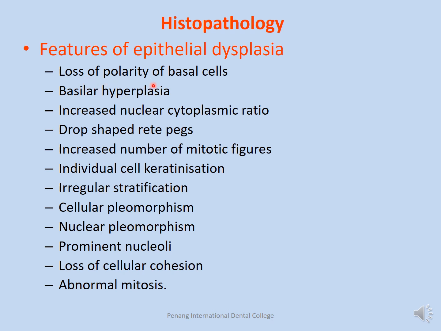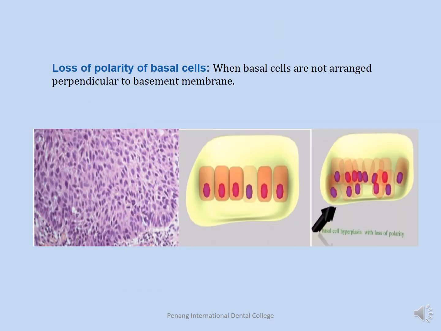Number one is loss of polarity of basal cells. Number two is basilar hyperplasia. Number three is increased nuclear-cytoplasmic ratio. Number four is drop-shaped rete ridges, then increased number of mitotic figures, individual cell keratinization, irregular stratification, cellular pleomorphism, nuclear pleomorphism, prominent nucleoli, loss of cellular cohesion, and abnormal mitosis. In the coming slides I am going to explain each feature individually so that you can understand them.